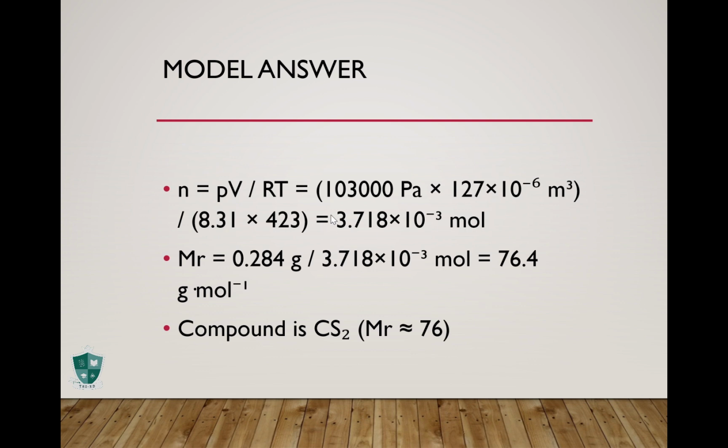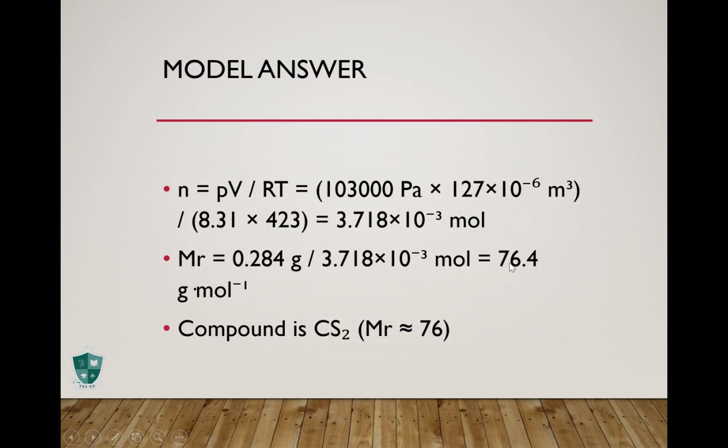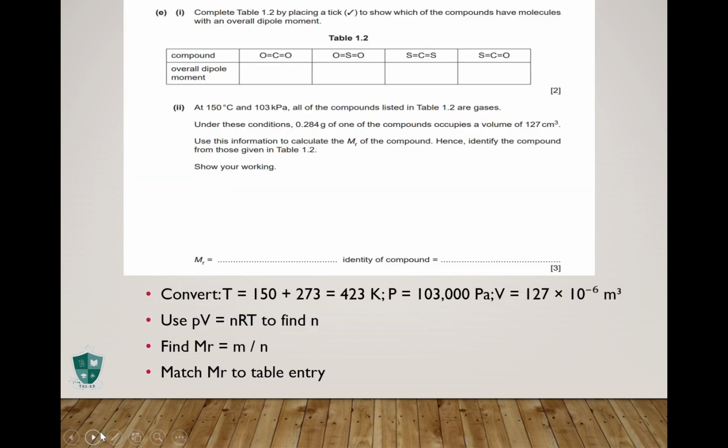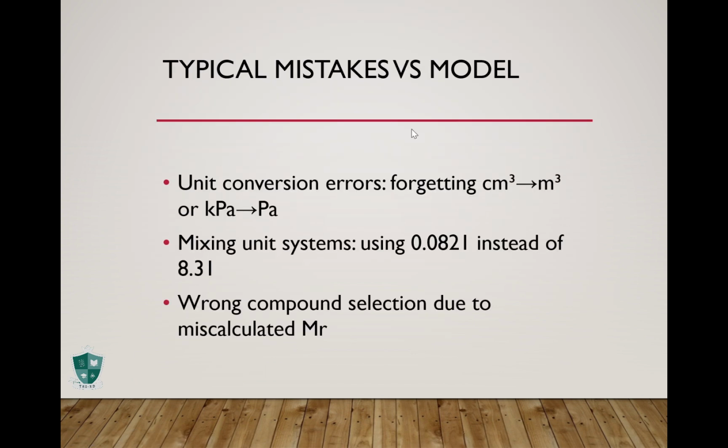So I found my number of moles, and then I simply inserted it into another formula to find the molecular mass. I found it to be 76.4, using the mass that was already given in the question. So you need to pay attention to the things you're already given, and use them with what you found during your calculations. And then I simply matched this molecular mass to one of the compounds in the previous question. So what mistakes do people usually make in this kind of question?